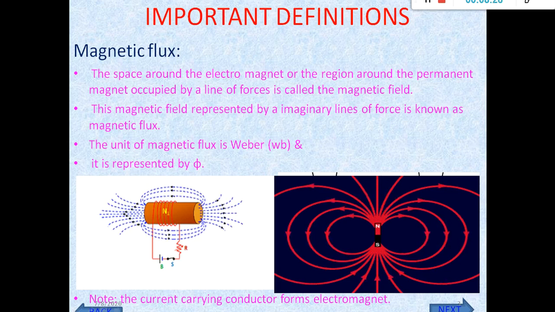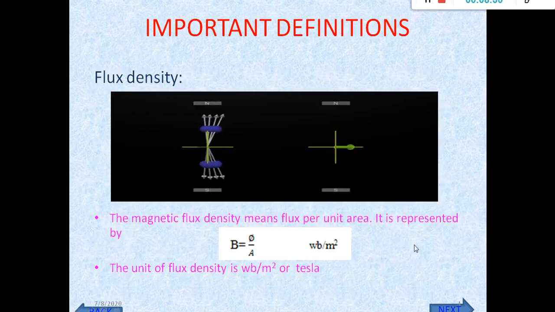Okay. Next, we must know magnetic flux density. What is magnetic flux density? We know, if we are considering a magnet or electromagnet, it is surrounded by lines of magnetic field. It is an imaginary line, but it covers a particular area.